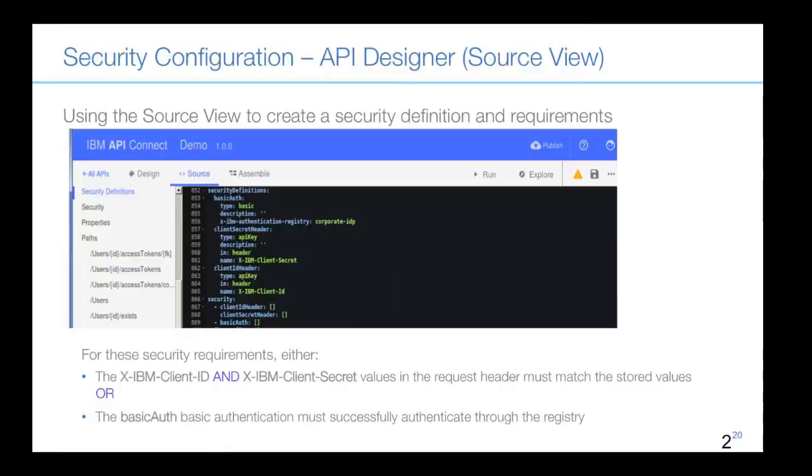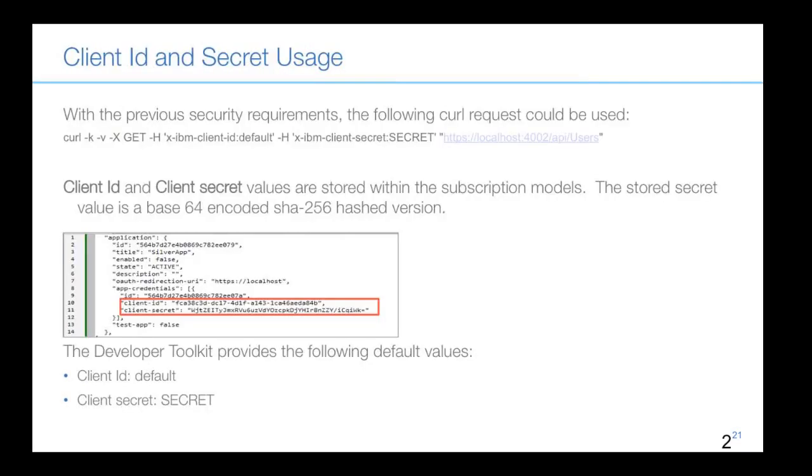Okay, next slide. So with the previous security requirement, here's a curl command that you could use to actually get it through. Since it was defining the client ID and client secret through headers, you just use a -H to specify whatever your defined client ID and client secret is.